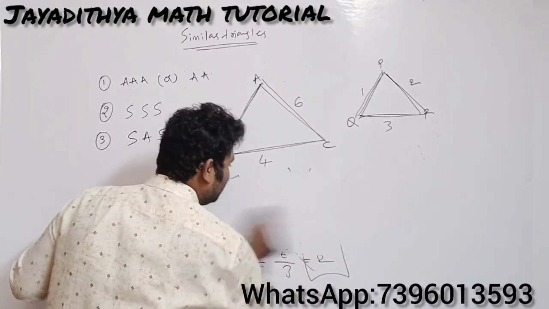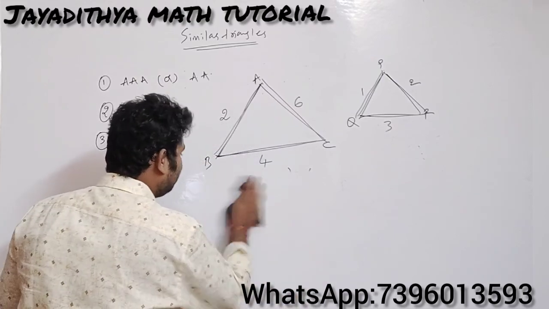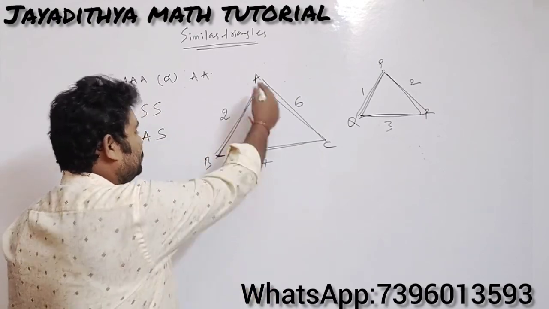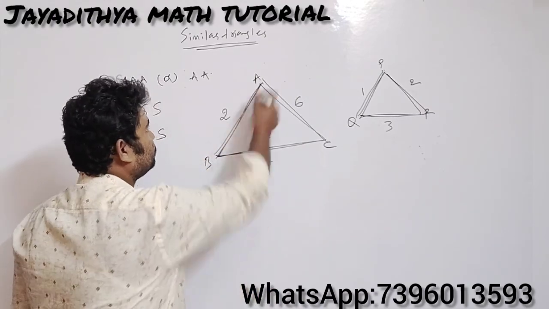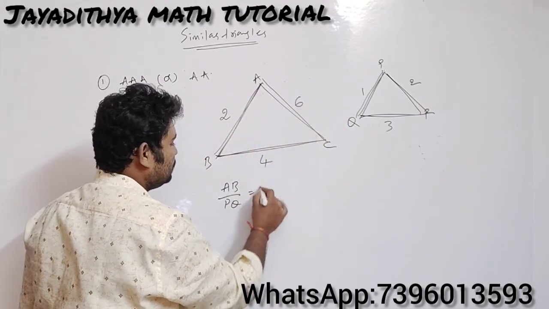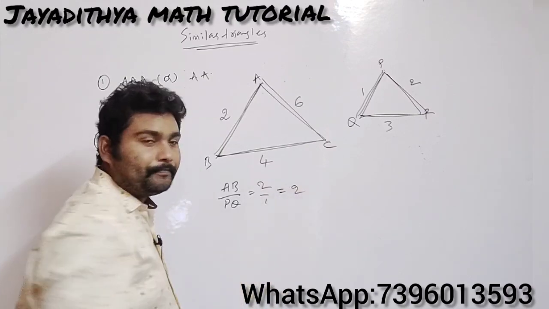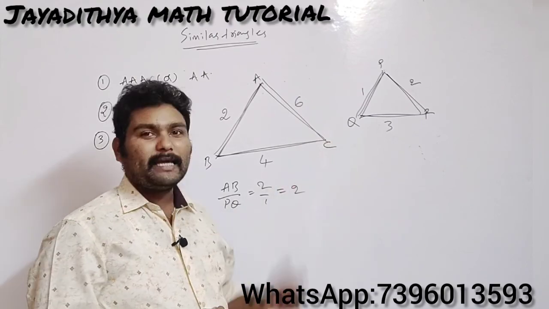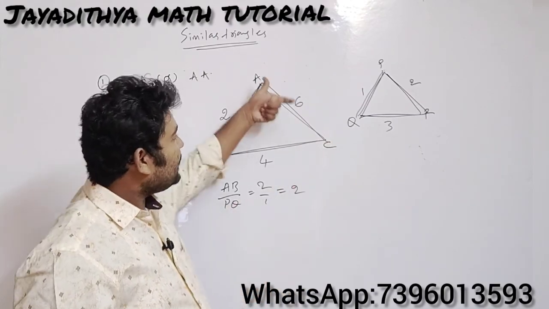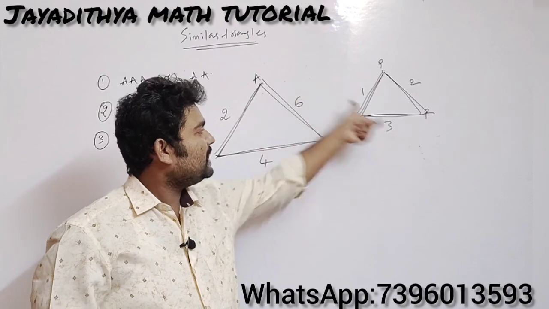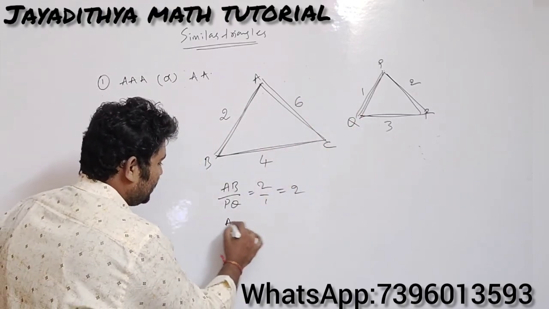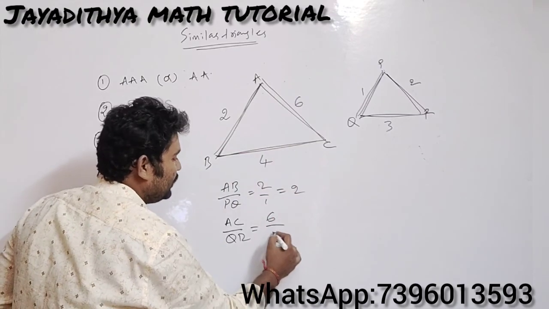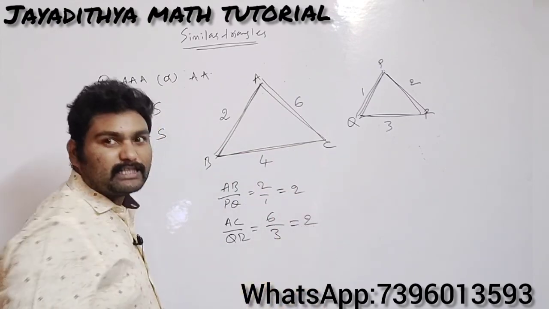So how do we take the corresponding sides here? You should check the ratios of which sides are equal. See here, I can take AB by PQ, which equals 2 by 1, which is 2, right? And if you check BC by QR, it will be 4 by 3 but not 2. But if you check AC by QR, what happens here? AC is 6 and QR is 3, that equals 2.